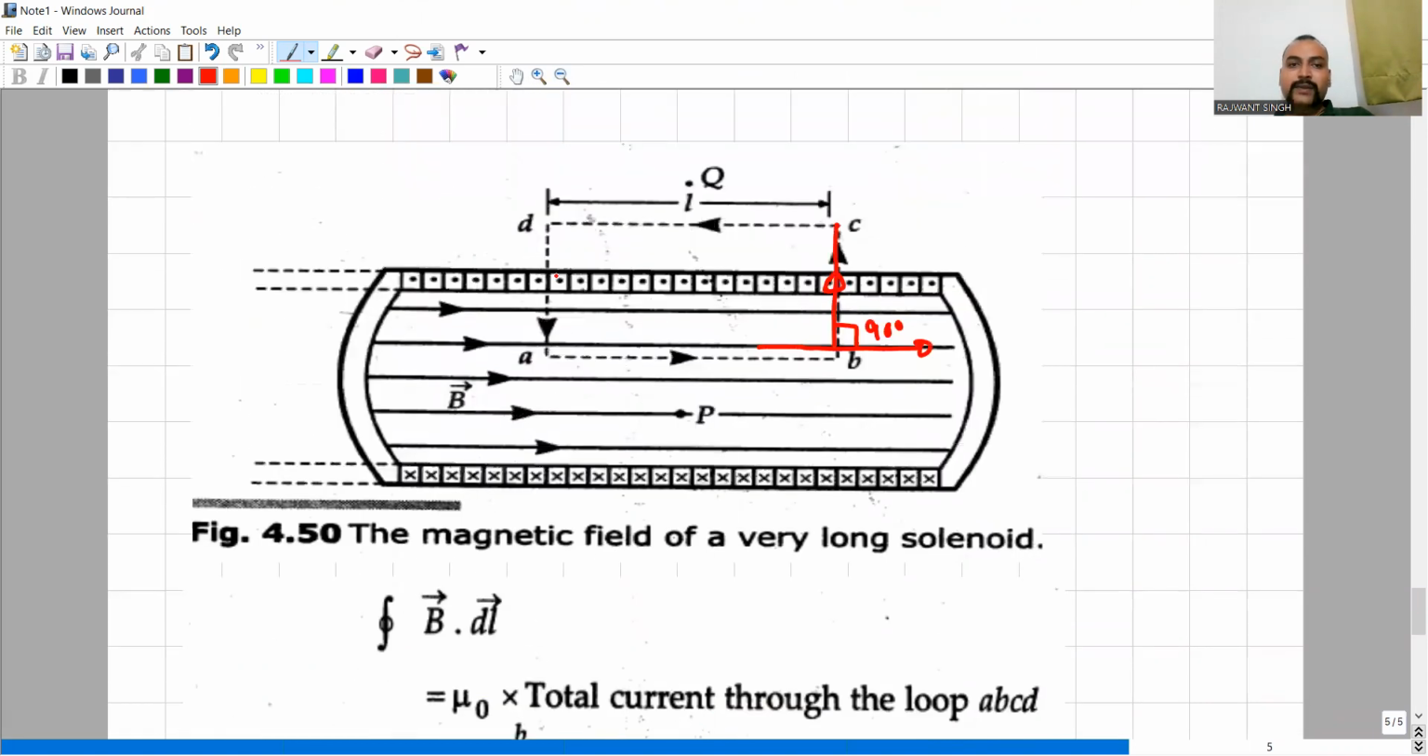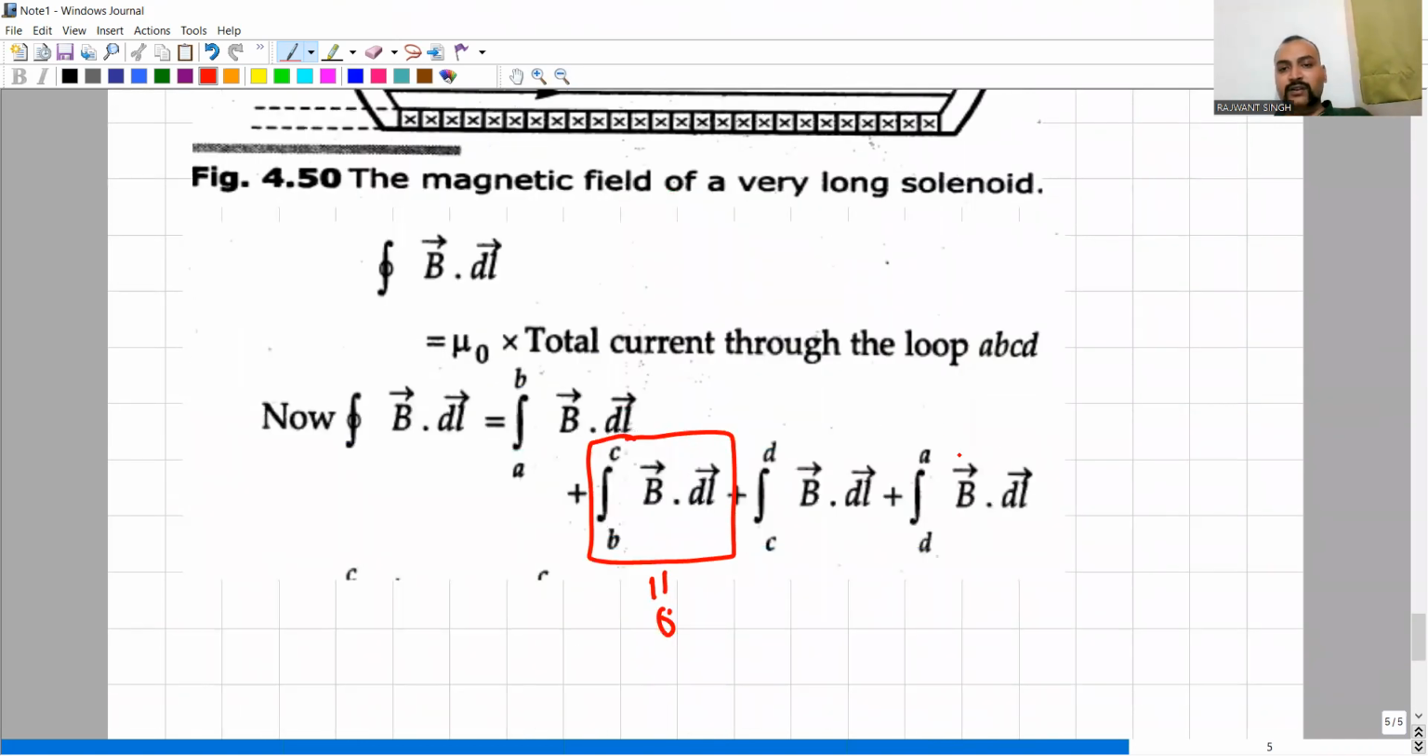The same is going to happen with the DA segment, because the DA segment is also in this direction and the magnetic field is in this direction. You have a 90 degree angle here, which means the DA segment also will become 0. These two segments become 0.